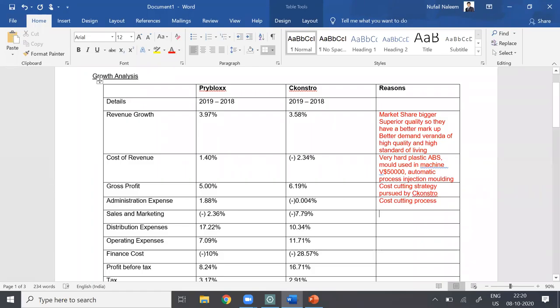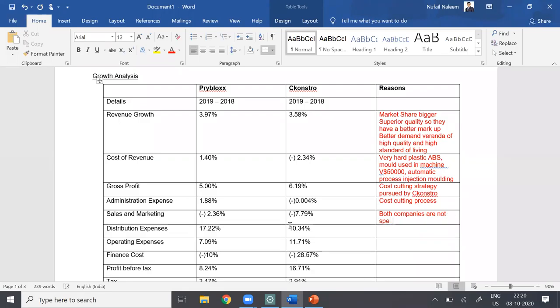So here I can say both companies are not spending on branding. They are almost number one, number two. They are going to settle down. Spending on branding.